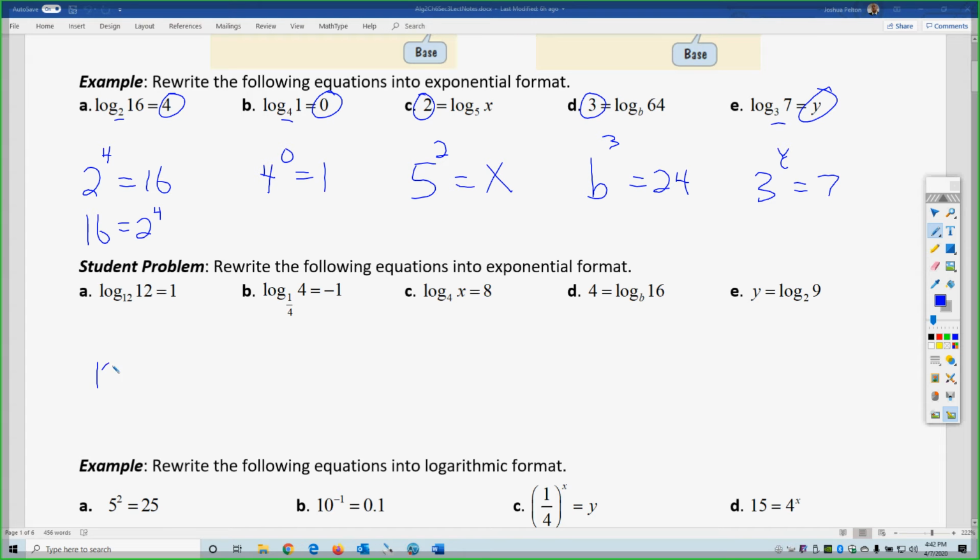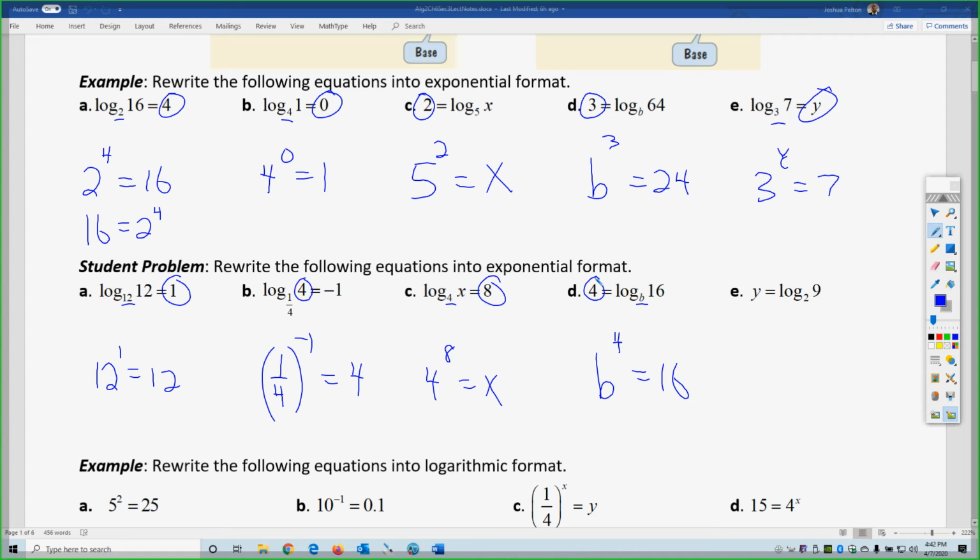Okay, so this one is 12 to the 1 equals 12. Base matches, and the outcome is the exponent. This is 1/4 to the negative 1. Be careful, because you need to put that in parentheses. Equals 4, which is the 4 right there. So this is 4 to the 8 equals x. The bases must match. That's the outcome, which is the exponent. b to the 4th equals 16. The bases must match. That's the exponent. The outcome of the log is the exponent. And 2 to the y equals 9.